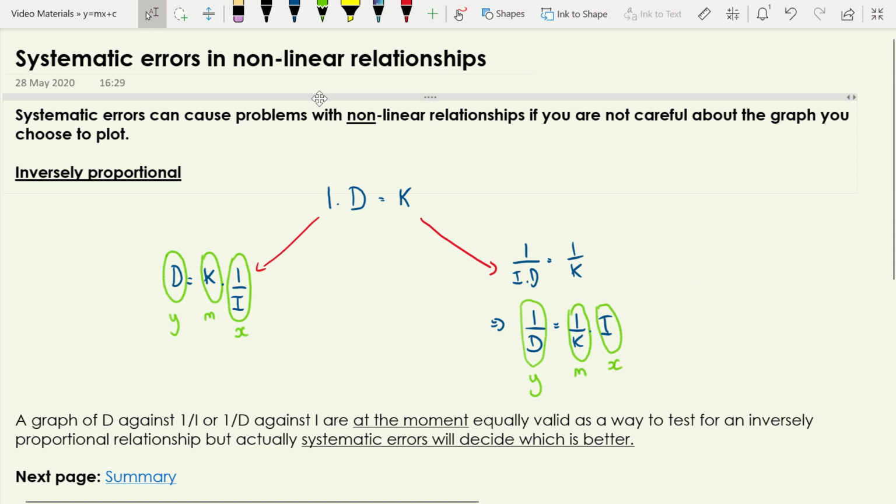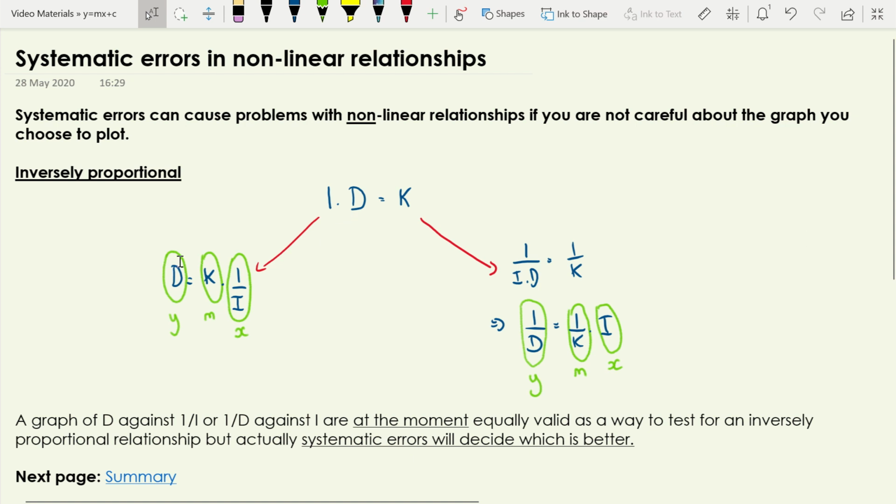So let's say we're investigating inversely proportional relationships. Maybe we've done some research before doing an experiment, and we know that we should find an inversely proportional relationship between our independent variable, I, and our dependent variable, D. So the general equation for an inversely proportional relationship is if we multiply I by D, it should give us a fixed value, or a constant, the whole time. So we can test whether this is accurate by plotting two different graphs.